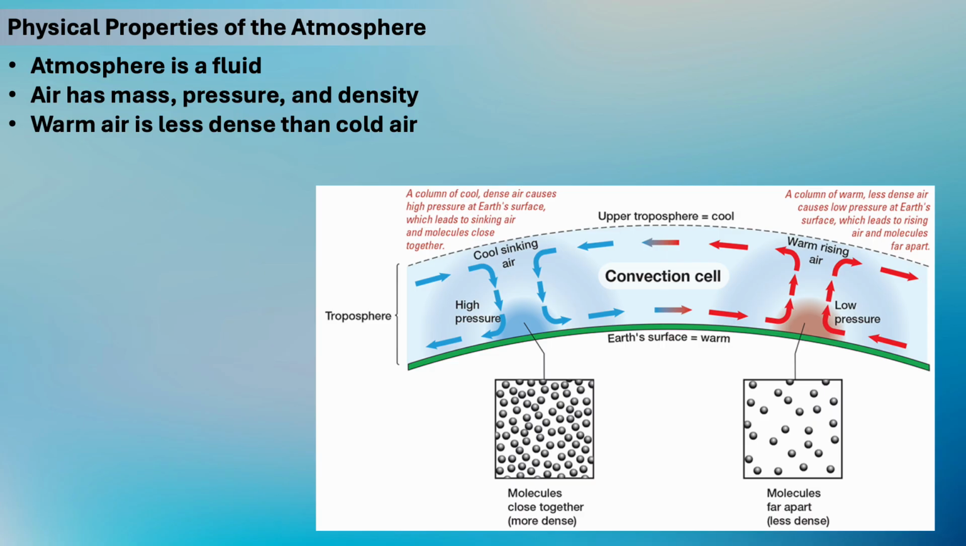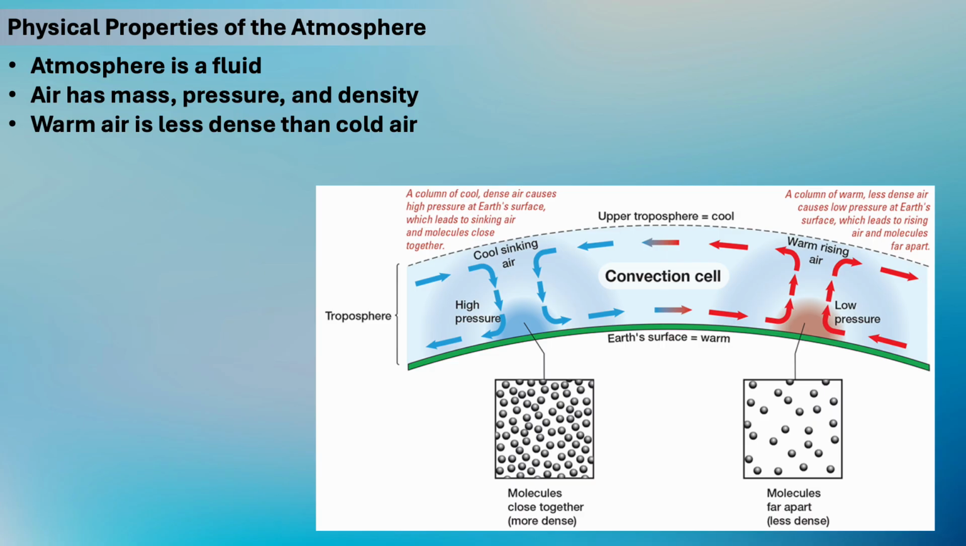Density is a critical property of air, and density is strongly influenced by temperature. When air warms up, its molecules gain kinetic energy and begin to move faster. As a result, they spread further apart, and that decreases the density of the air. Cold air, in contrast, has slower moving molecules packed more closely together, making it more dense than hot air.